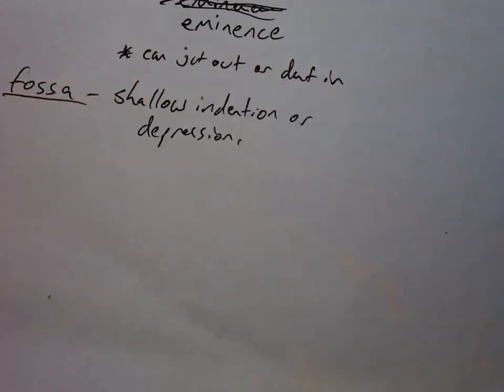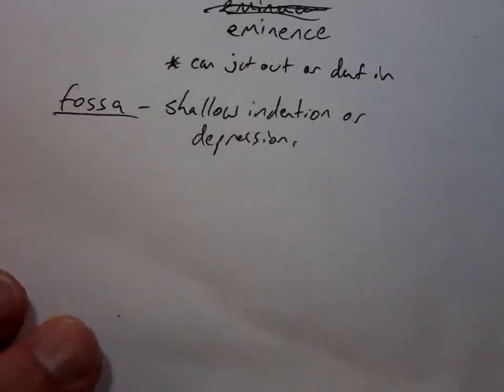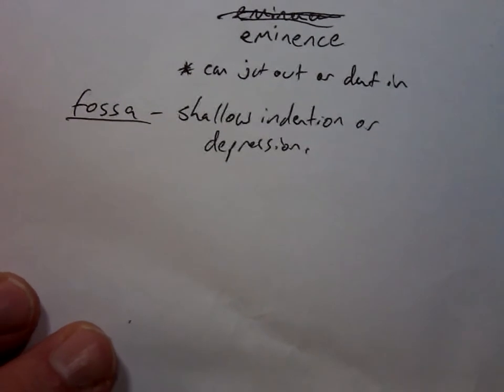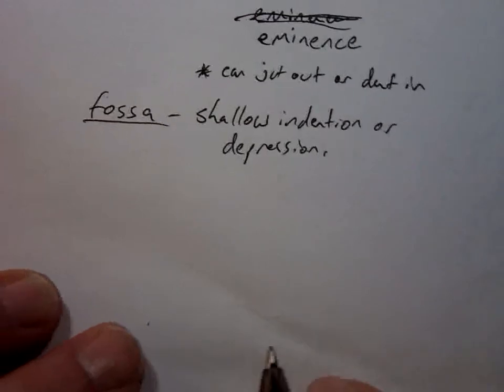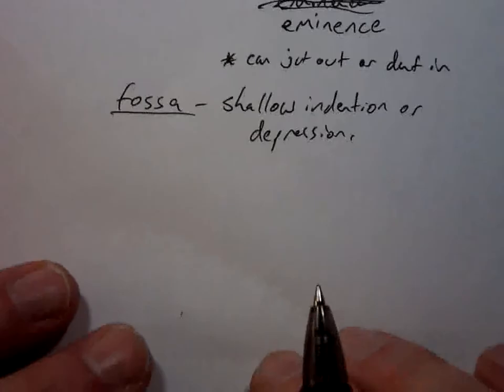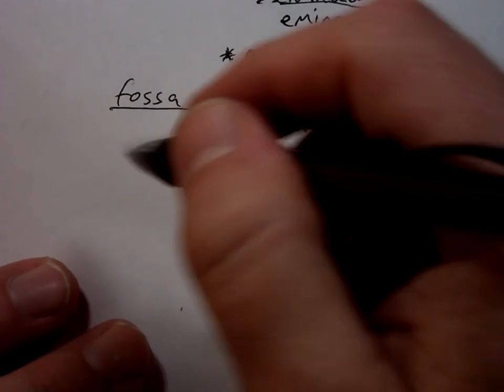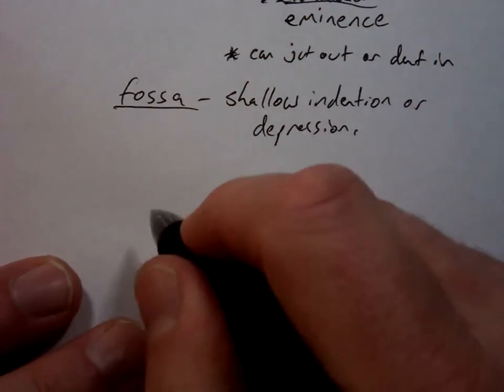So some fossae, that's the plural, some fossae actually don't have something that fits into them either. On the anterior side of the ilium of your pelvis, there is an indention there as well. There's really not anything that fits into that except for maybe your organs. It's not like a joint for bones like that. Okay, so besides fossa, one last thing.